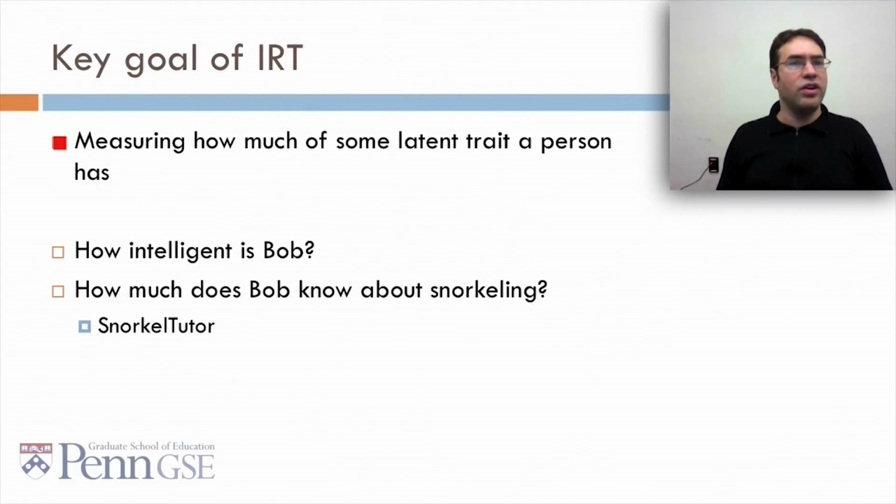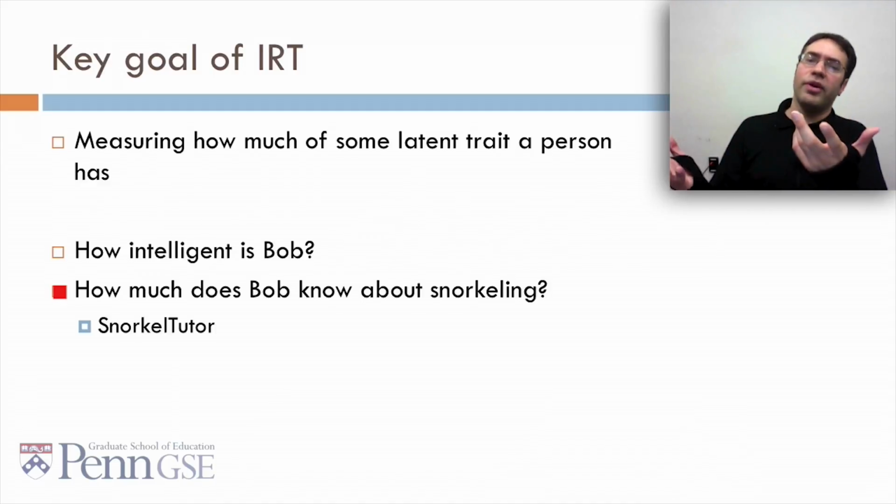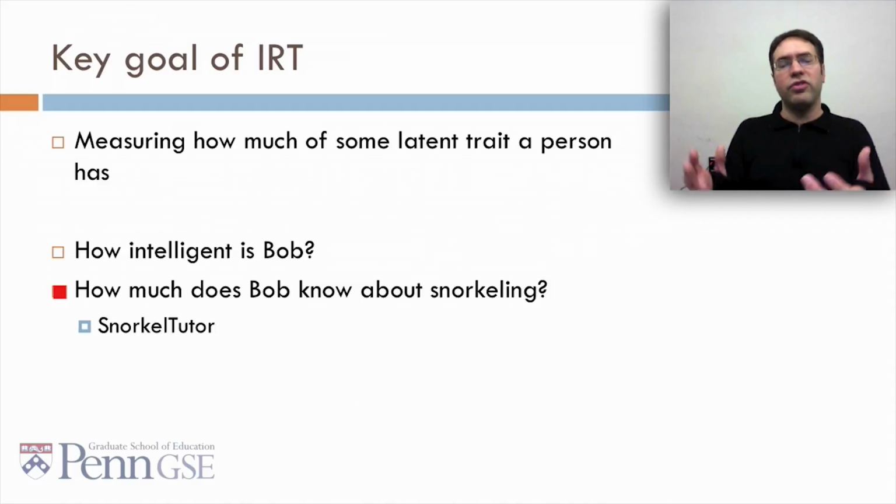The key goal of IRT is different than the key goal of BKT or PFA. It's to measure how much of some latent trait or general domain a person has. So instead of saying, can Bob do 2 plus 5, it says, how smart is Bob? Instead of saying, does Bob know this specific skill about snorkeling, it says, how much does Bob know about snorkeling in general?